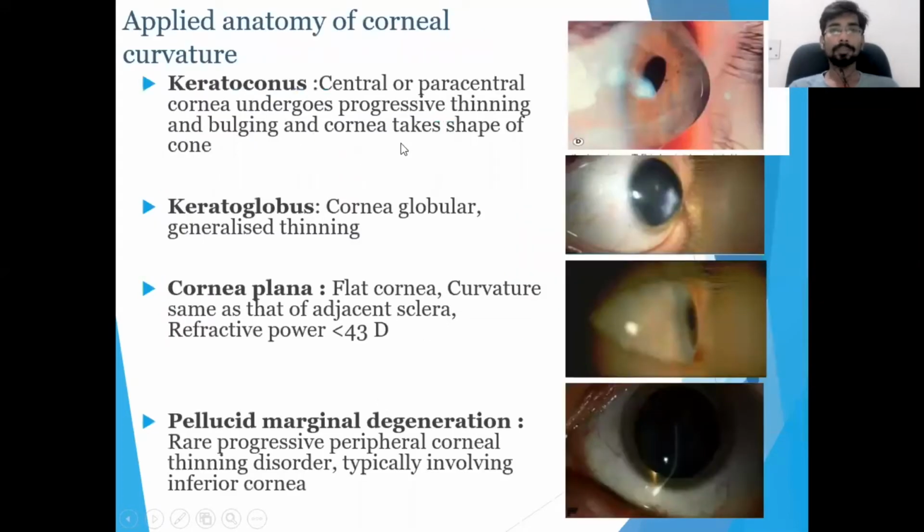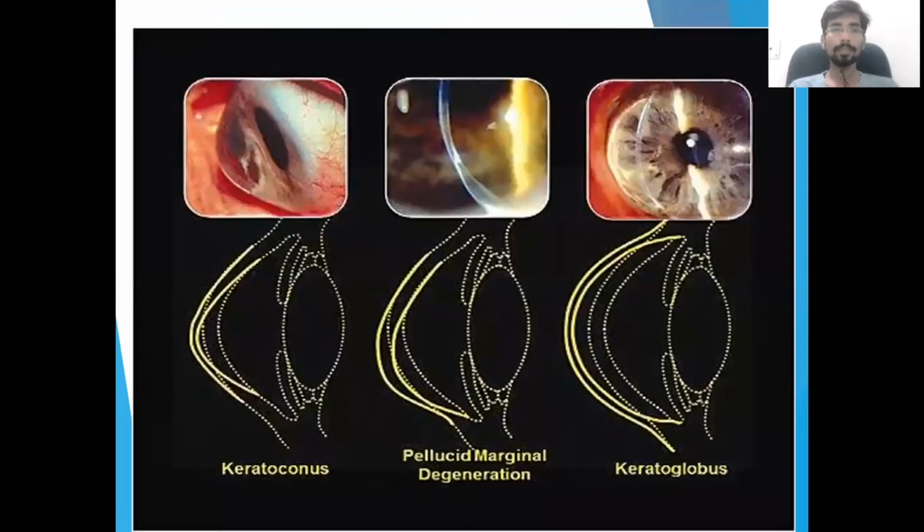Applied anatomy of curvature. Keratoconus occurs when the central or paracentral cornea undergoes thinning, and bulging occurs here. Keratoglobus is a globular cornea with generalized thinning. Cornea plana is a flat cornea with refractive power less than 43 diopter. Peripheral corneal thinning is pellucid marginal degeneration. So here we have keratoconus, pellucid marginal degeneration and keratoglobus.